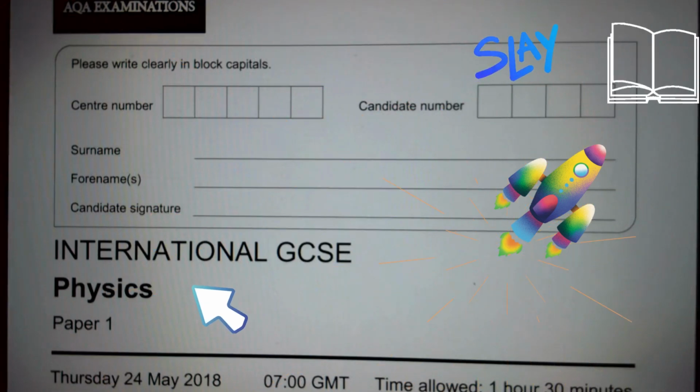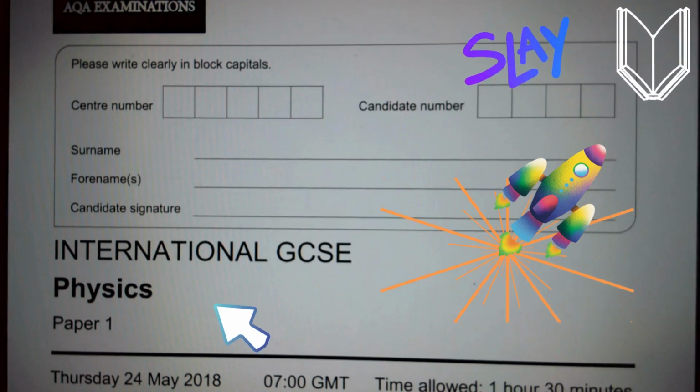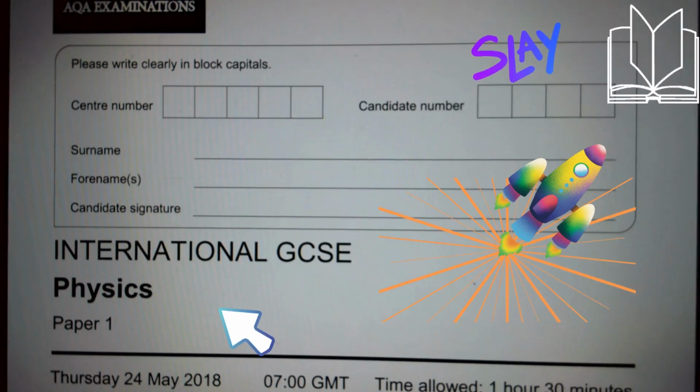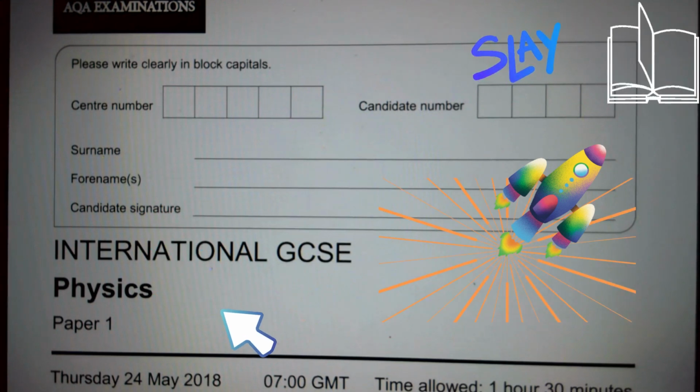So today we are going to do this question paper. It's a paper that was written in 2018, International IGCSE Physics paper 1. So most of the questions that we're going to do, we'll get them from this paper.